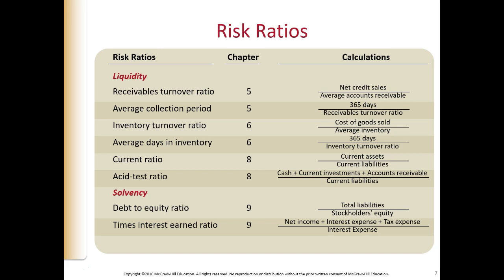Times interest earned. This is sort of an odd ratio. You can see the numerator has net income plus interest expense plus tax expense. All that's divided by interest expense. It looks odd. It is sort of odd, but it's really a useful ratio, especially if you're a creditor and you might be thinking about loaning money to this corporation. You want to know how well this business can pay back the interest and, of course, principal later on. So it shows you how well you're able to cover your interest payments. So again, the higher the number is here, the better off you are. So these are the risk ratios.